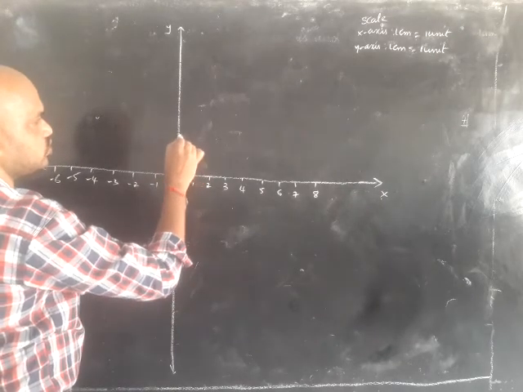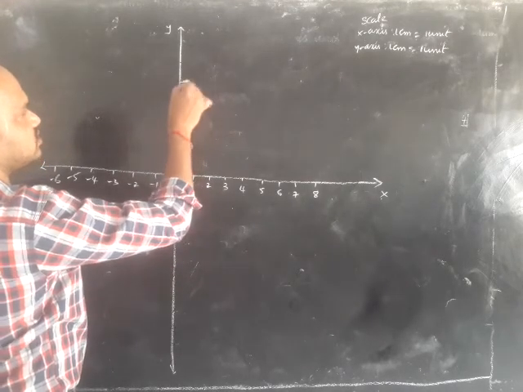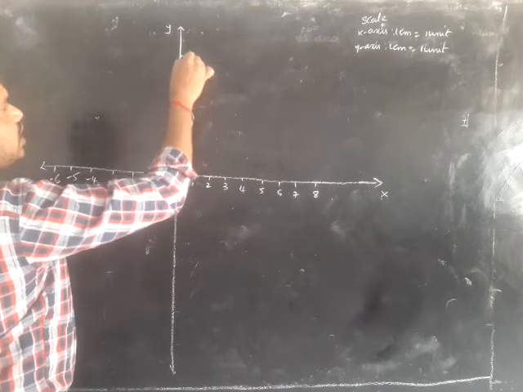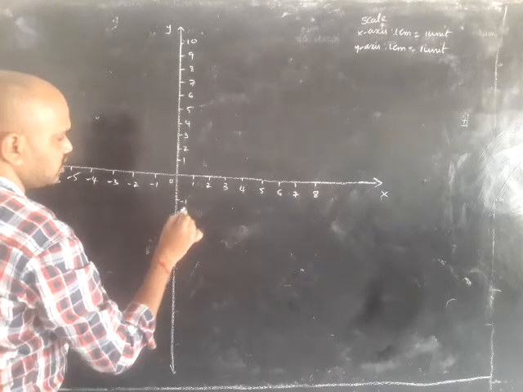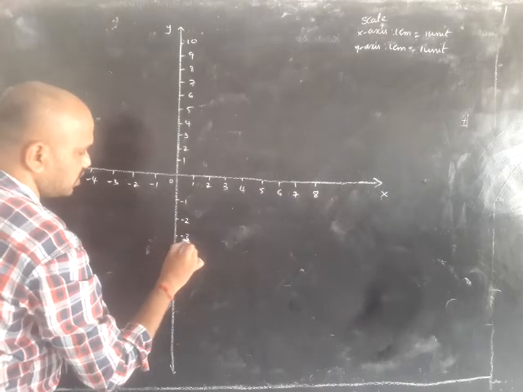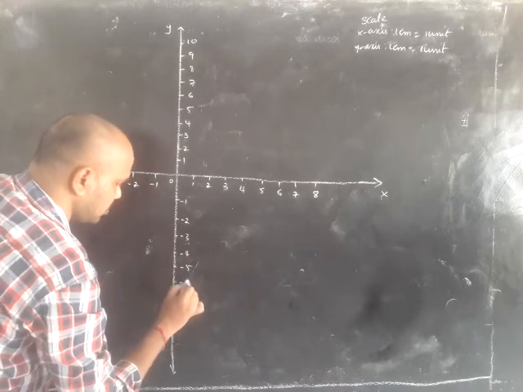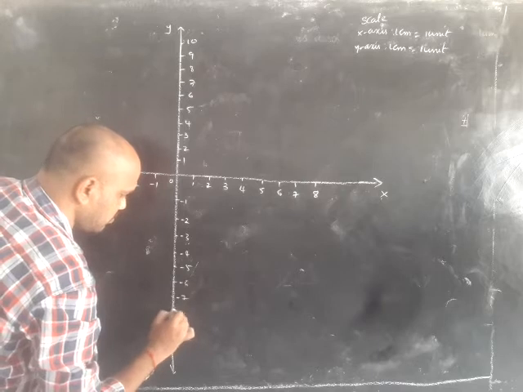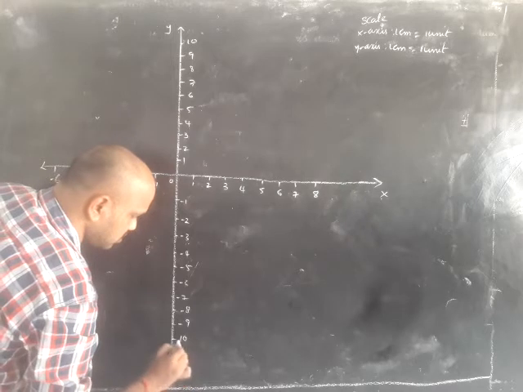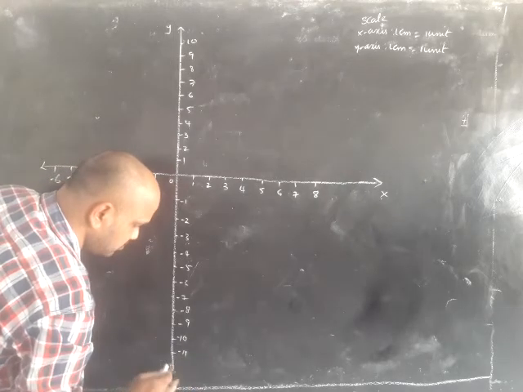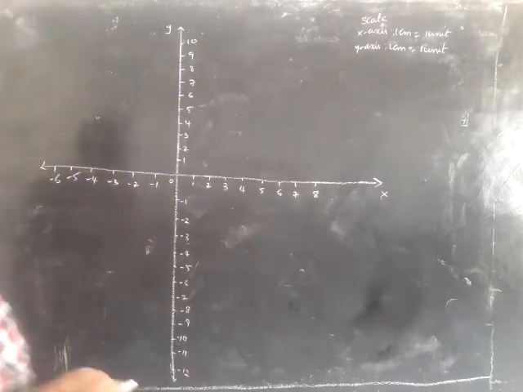1, 2, 3, 4, 5, 6, 7, 8, 9, 10. Down: minus 1, minus 2, minus 3, minus 4, minus 5, minus 6, minus 7, minus 8, minus 9, minus 10, minus 11, minus 12. Now what is the first point here?